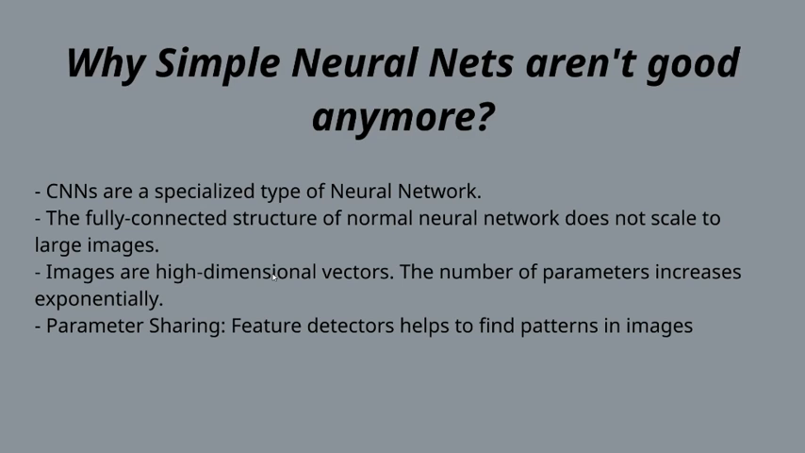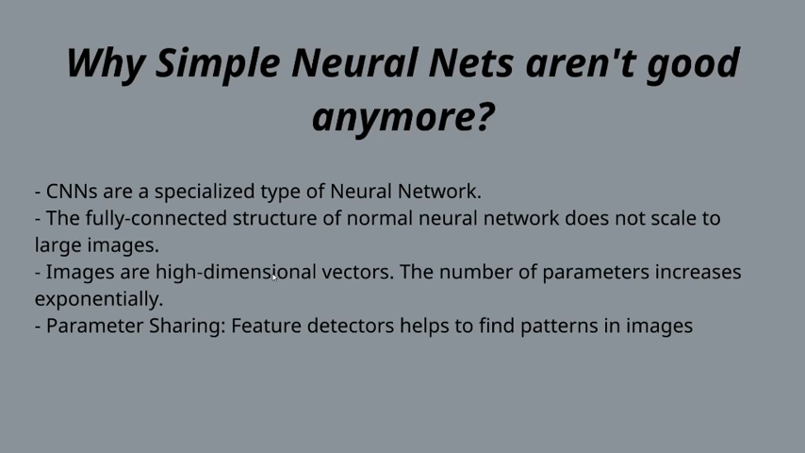So due to this reason we use convolution layers, because images are high dimensional vectors and the number of parameters increases exponentially. But in case of convolution layers, you may notice that it only needs 150 to 200 parameters for the same problem. So this is going to save memory as well as training time, and we are going to get much better results than a normal neural network.